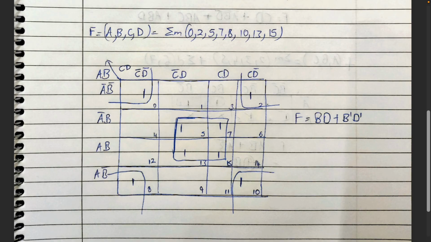Here, A bar B, AB. So A plus A bar will become 1, you will be left with only B. Here it is C bar D plus CD. D is common, so you get BD.